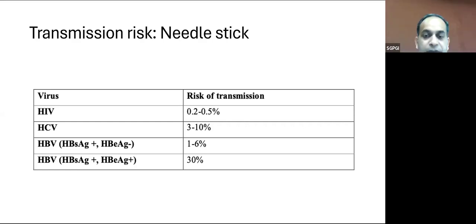So this slide I have taken from one of the websites of the Ministry of Health and Family Welfare, and they have summarized it. What is the risk of needle stick transmission rates of various viruses? If you look here, the maximum risk occurs with hepatitis B if E antigen is positive, up to the tune of 30%. E antigen positivity actually is a surrogate marker for very high viral load, and maybe that's why it occurs. On the other hand, if E antigen is negative, then it is 1 to 6%. But I still think it is the amount of virus present in that infected material which matters. Hepatitis C 3 to 10%, and for HIV it is slightly low.